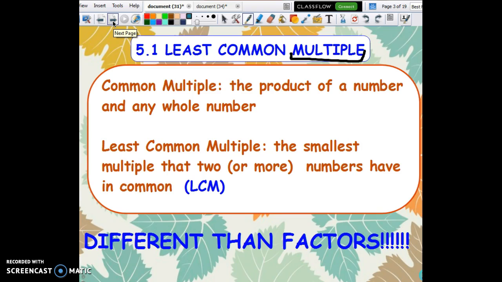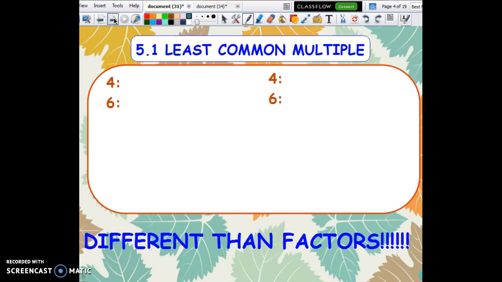Today we focused on Chapter 5, Lesson 1, Least Common Multiple. Multiples are different than factors. Factors are numbers that could go into numbers, whereas with multiples we're simply multiplying. The least common multiple is the smallest one that 2 or more numbers have in common. It's very different from factors. It's actually kind of like the opposite.